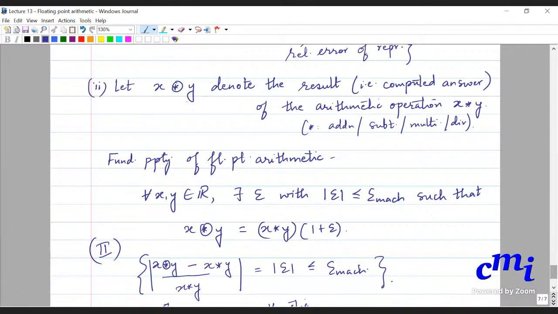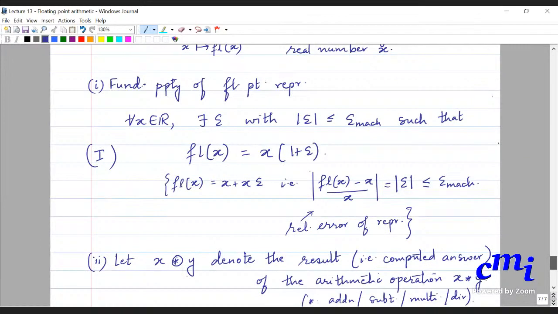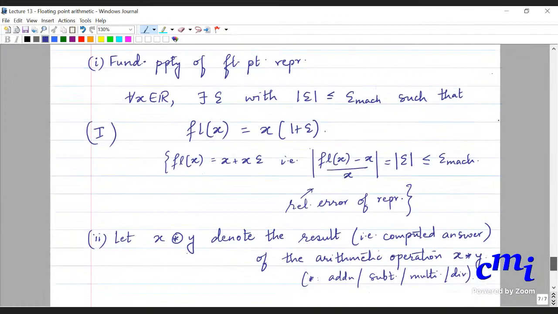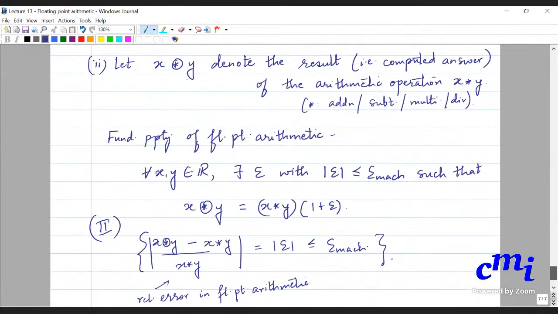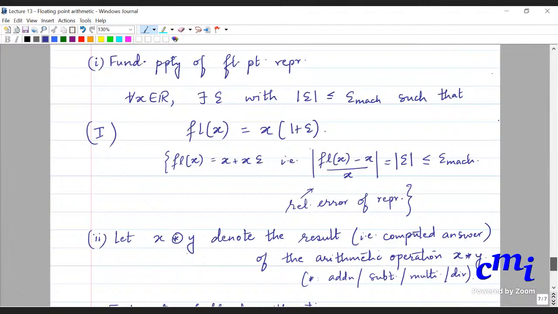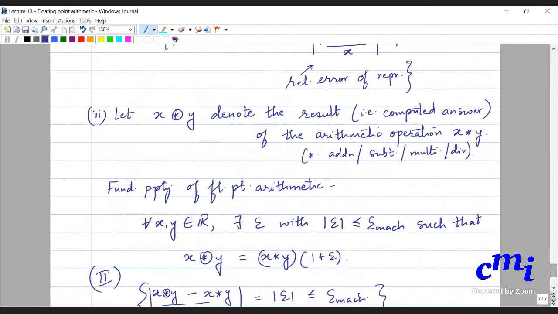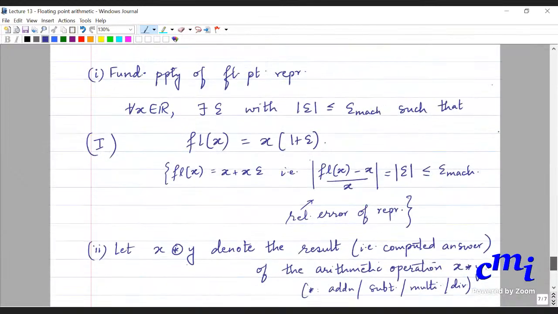So for any computing machine that satisfies the IEEE standard, it is assumed that these two properties are satisfied, which means the representation error for any real number is not higher than machine epsilon, and for any computation, the rounding error, the relative error, is also not above machine epsilon. So these are two properties that we will assume throughout, and when we do stability analysis, we will always say that on a machine that satisfies the IEEE standard, which means on a machine that satisfies these two fundamental properties of floating point representation and floating point arithmetic, the following holds true. So that is how we will have our stability analysis. Everything will be based on these two properties.